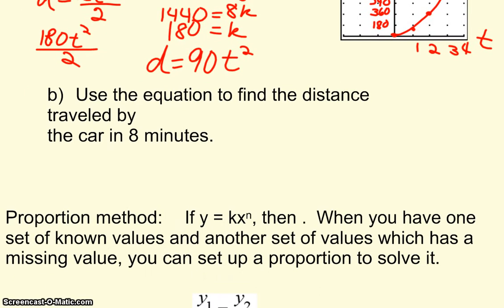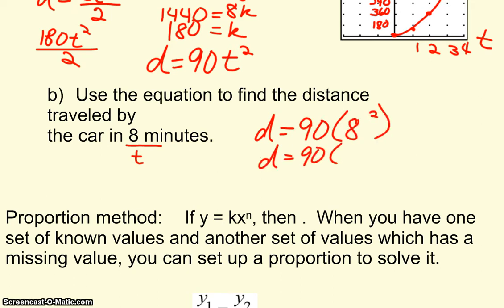The next part of my problem says use that equation to find the distance traveled by the car in 8 minutes. So I'm simply going to substitute 8 in for t. So I have d equals 90 times 8 squared, or d equals 90 times 64, or distance traveled was 5,760 feet.